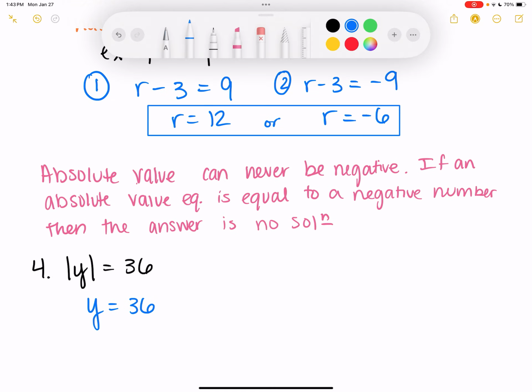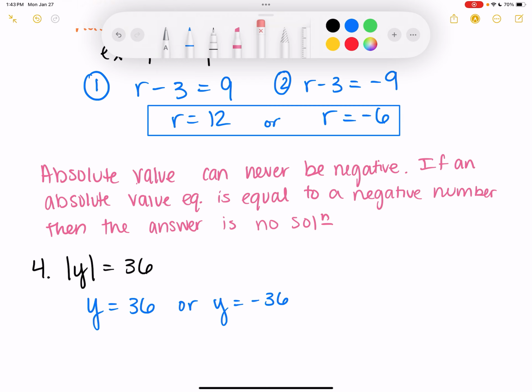Then the next time I do it, again, the absolute value bars are removed, but what it's equal to becomes negative. So y equals 36 or y equals negative 36. If it's just the absolute value of a variable equal to a number, it's whatever that number is in the positive and negative form.